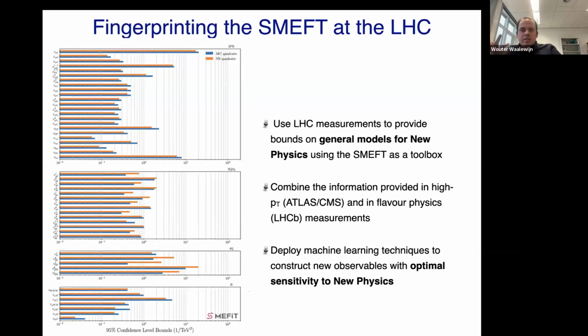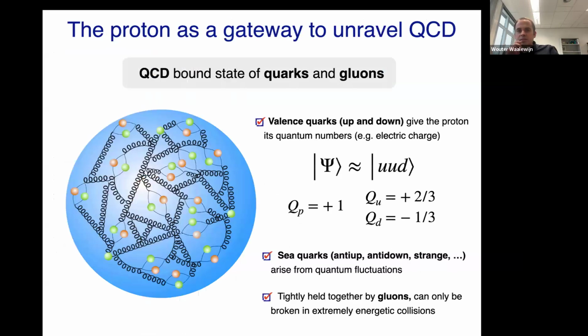And so this is something that he's been working on, and it gives you a general way of trying to constrain new physics at the LHC. And it allows you to combine different experiments. So here, specifically the high-pT data from ATLAS and CMS and the flavor physics from LHCb. And in this approach, again, just as in the proton structure, he uses machine learning to optimize this.